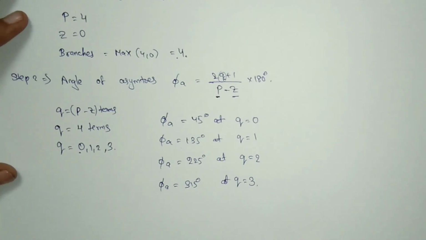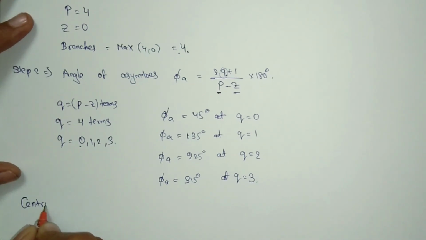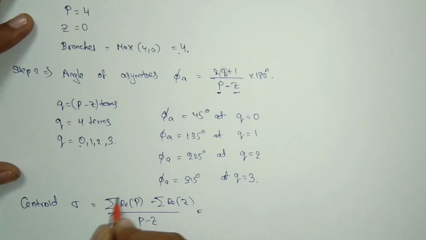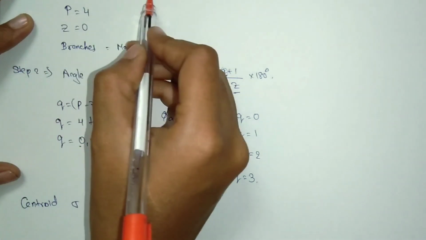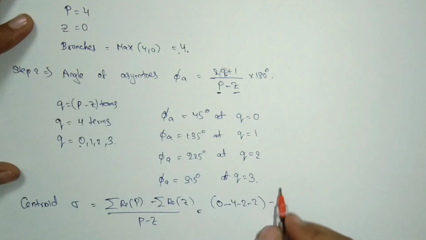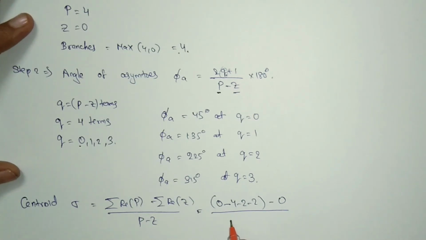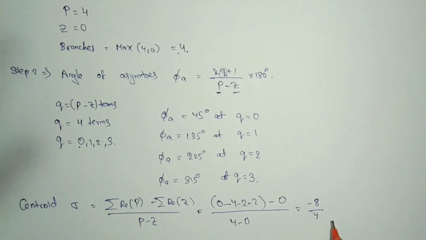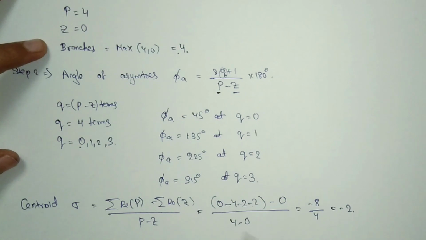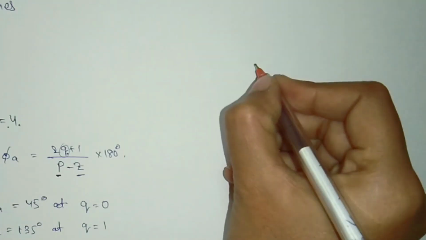Now we will get on to the centroid, and it is denoted by sigma. This is equal to the summation of the real parts of poles minus the summation of the real parts of zeros, divided by p minus z. The real parts of the poles are 0, minus 4, minus 2 and minus 2, and they get added. Minus the real parts of zeros, there are no zeros, so we will leave it off. And this is 4 minus 0. So we get minus 8 by 4, which is minus 2. The centroid lies at the minus 2 point, and these are the angles of asymptotes. We will draw the expected waveform.